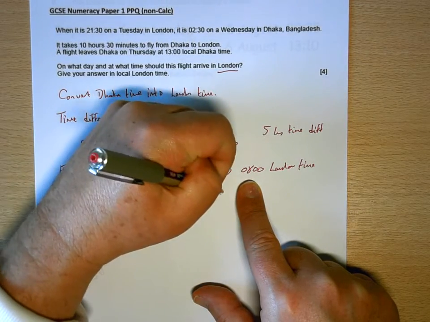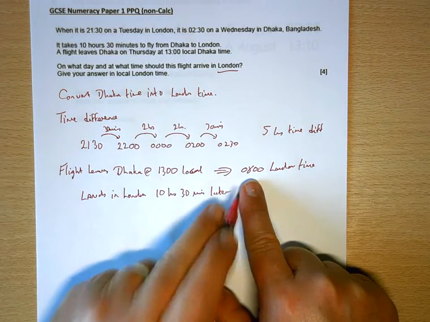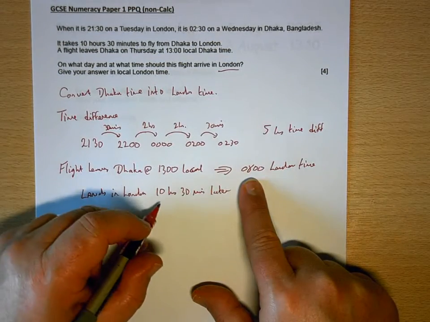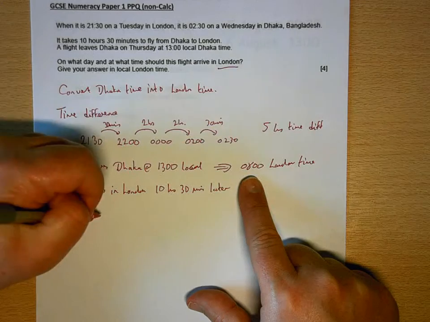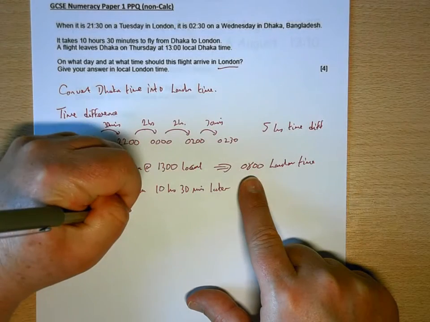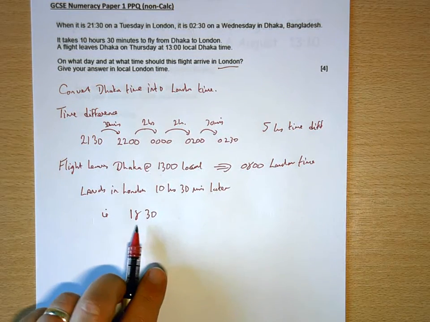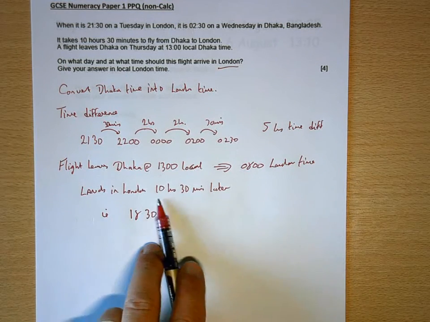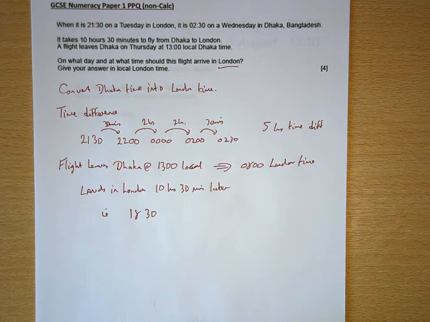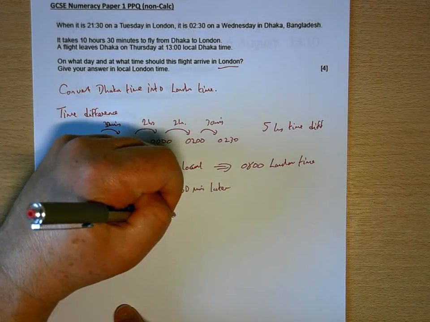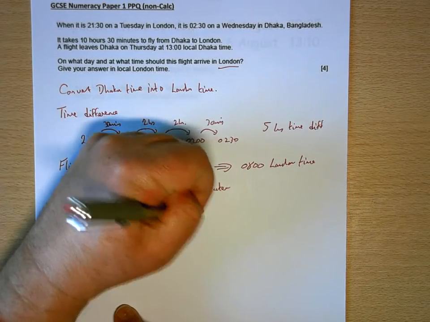So that would be 10 hours plus 8 is going to be 18:30. Okay, so the time it lands in London is going to be at 18:30 in London time. Go through that again.